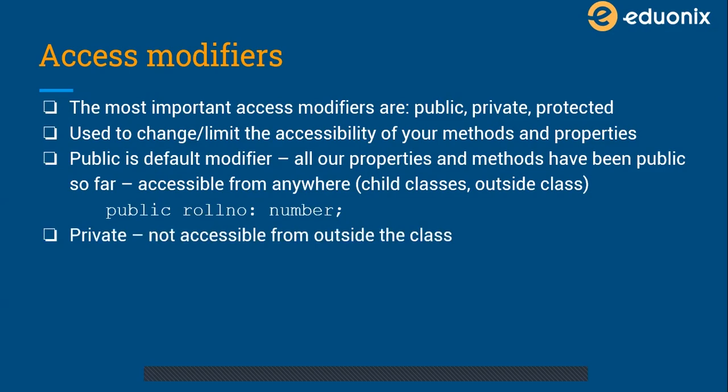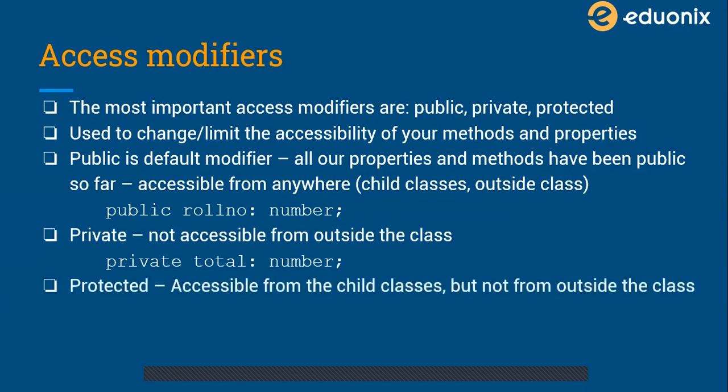So if you create an object instance of a particular class and if you try to access a private property, then you're going to get an error. And of course, you can't access it from inside of your child class as well. And then finally, you have your protected property, which is similar to private, but the only difference is that it can be accessed from your child class. But of course, it can't be accessed from outside the class. If you do that, you're going to get an error.